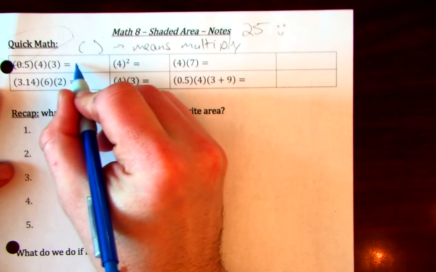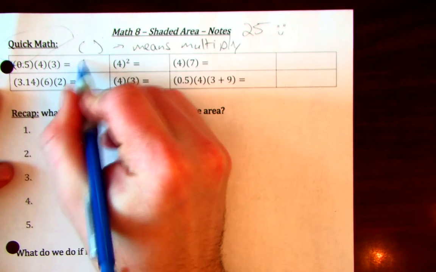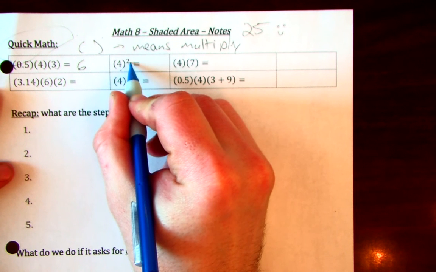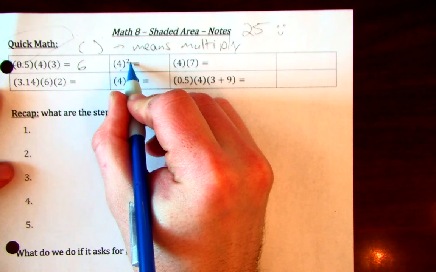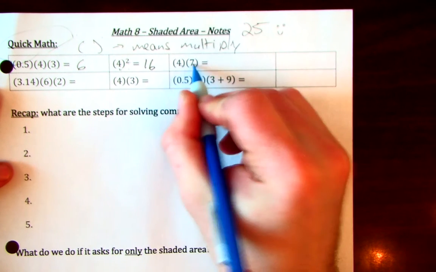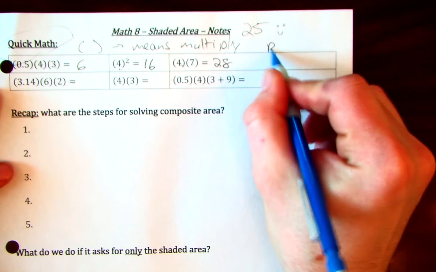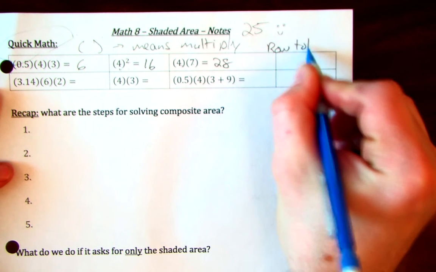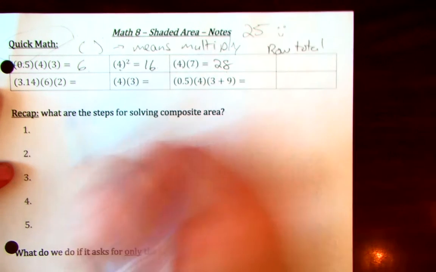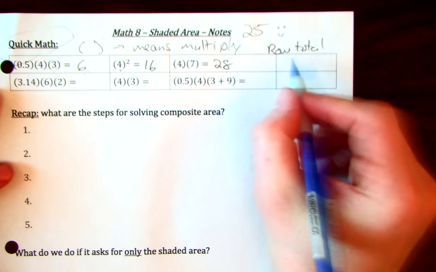So for that first one, quick math, we have 0.5 times 4 is 2, 2 times 3 is 6. 4 squared, again, this is 4 raised to the second power. It's not 4 times 2, but this is 4 times 4, which is 16. 4 times 7 is 28. And let's have this be the row total. So let's add these three values together, and 6 plus 16 is 22. 22 plus 28 is 50.